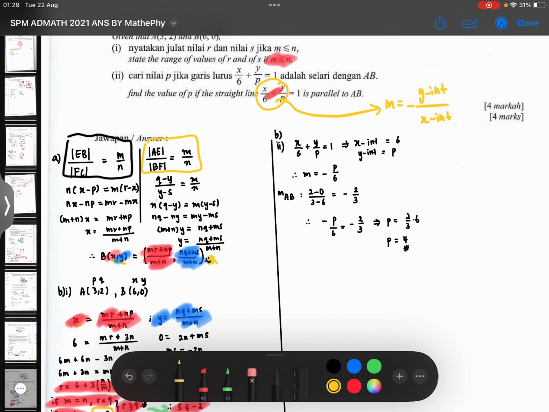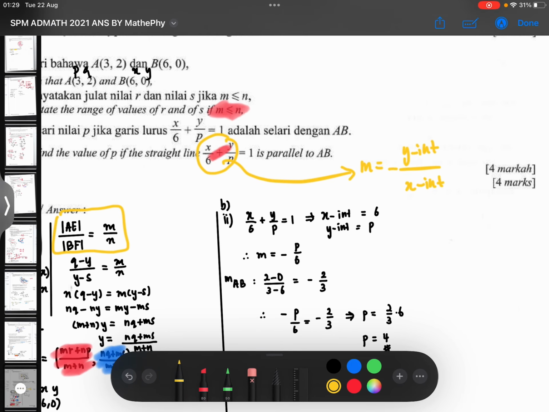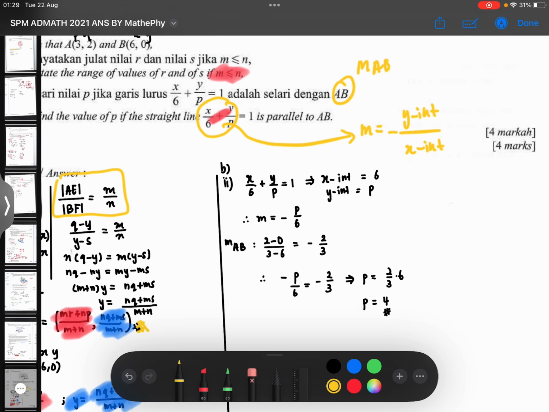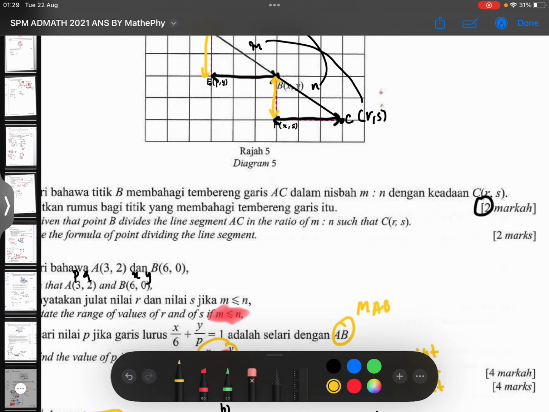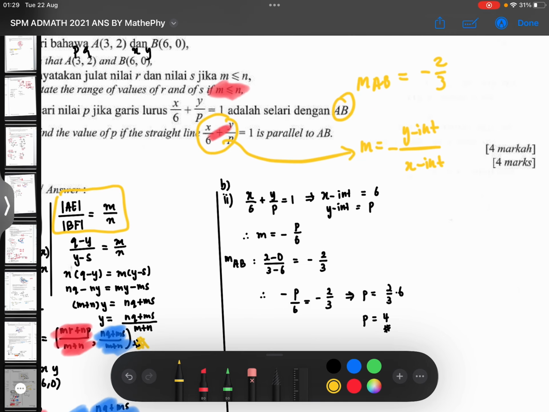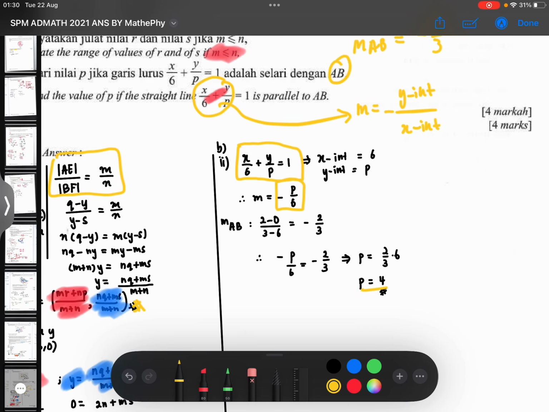So you find the gradient for MAB, which is minus P over 6. You just equate with the gradient of AB, which is minus 2 over 3, sorry. Okay, minus 2 over 3. And then you find the gradient from this intercept form equation, which is minus P over 6. Then you just equate. You get P equals to 4. Alright, it's very easy.